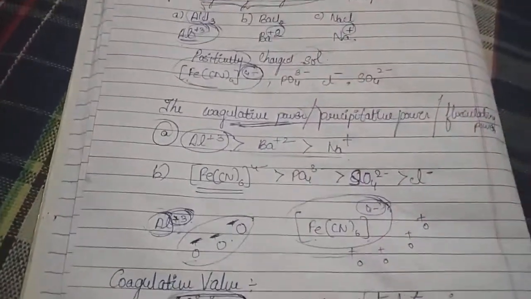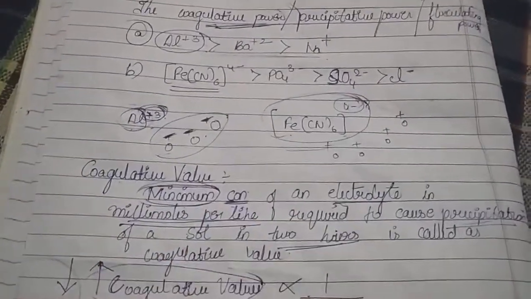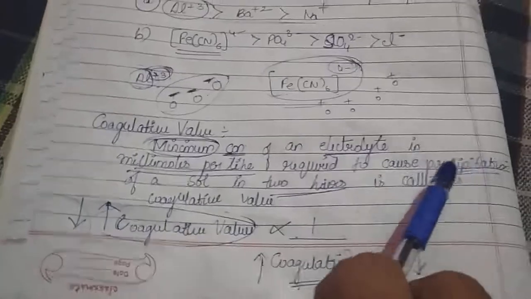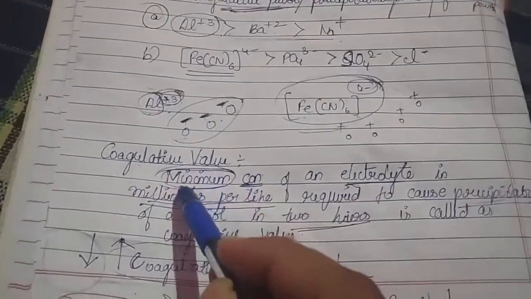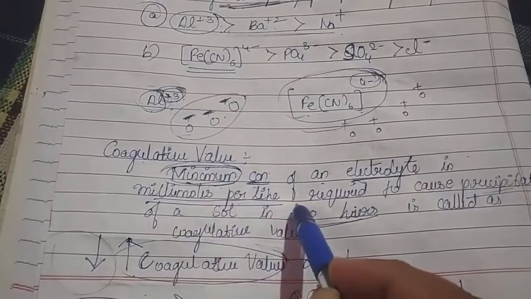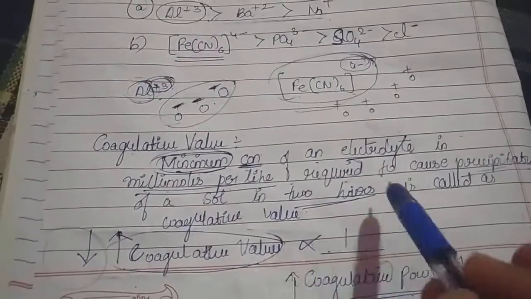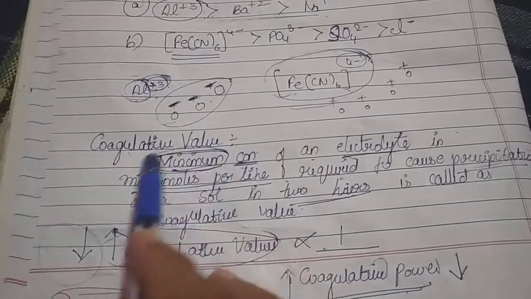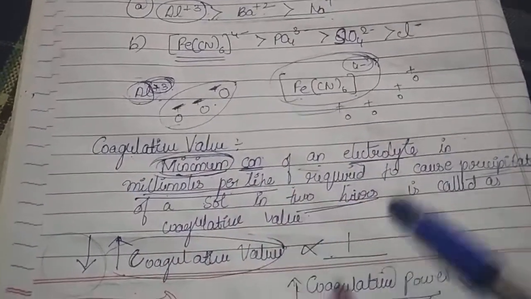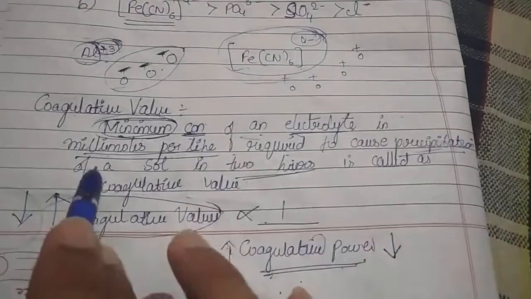But it is not so easy to calculate the coagulative power. Instead of that, we calculate the coagulative value. What does the coagulative value say? It is the minimum concentration of an electrolyte in millimoles per liter required to cause the precipitation of a salt in 2 hours. What is the minimum concentration of the electrolyte required to cause coagulation in just 2 hours?